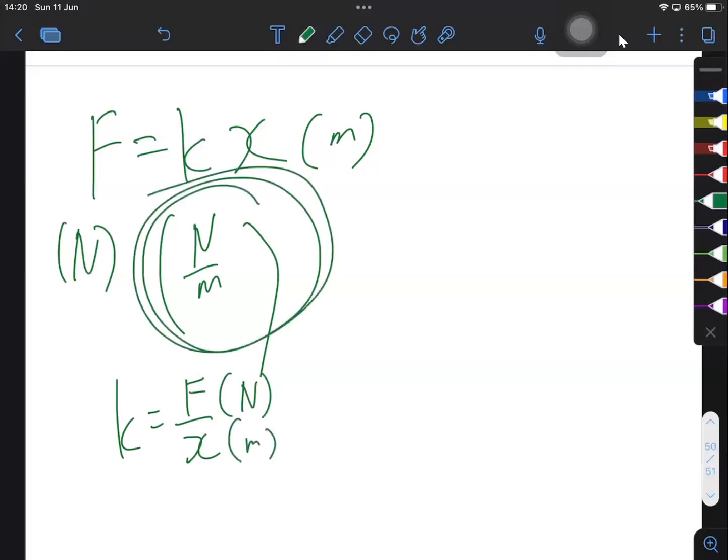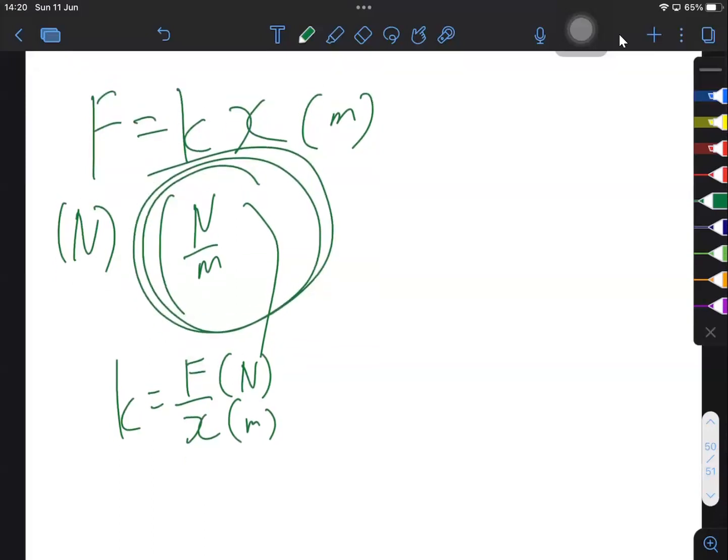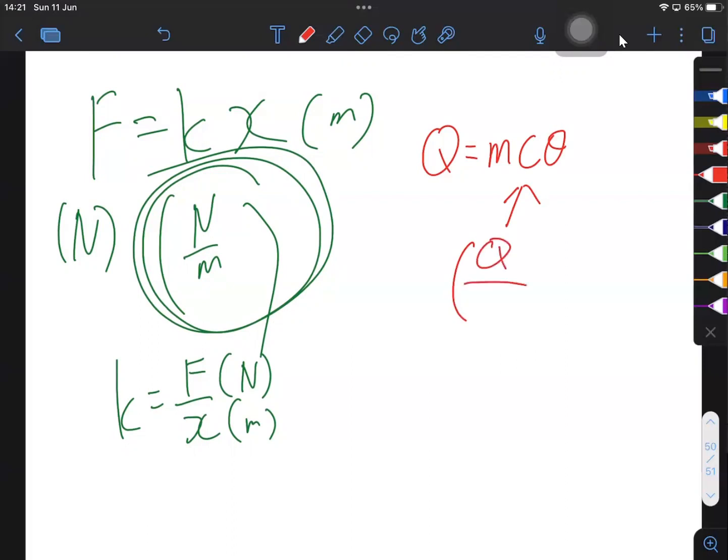It's the same for specific heat capacity as well, guys. Hey, Kashwin, what's the formula for specific heat capacity again? Very good. Q equals to mcΔθ, right? And if I want to find the units for specific heat capacity, what's the units? To find c, it's Q over mΔθ.